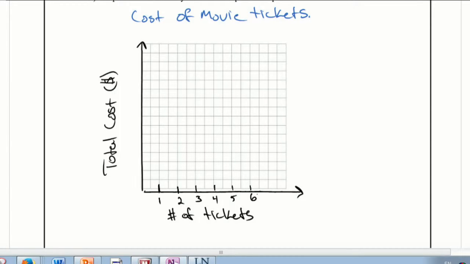And then my cost is going to be a similar thing. I'm starting at 0, and then I'm going up to 60. So I bet if every 2 squares is 10, I'm going to use about the same amount going up. There we go.